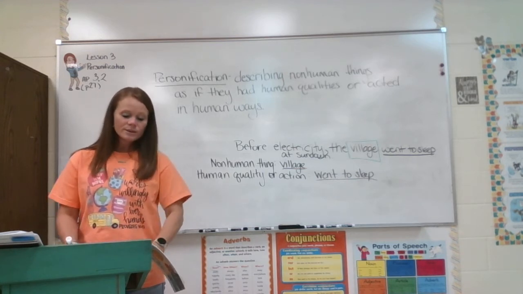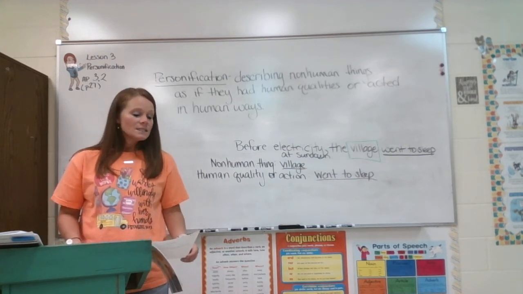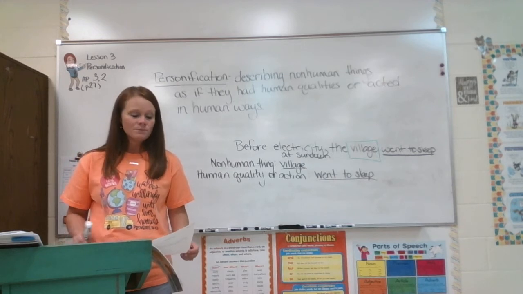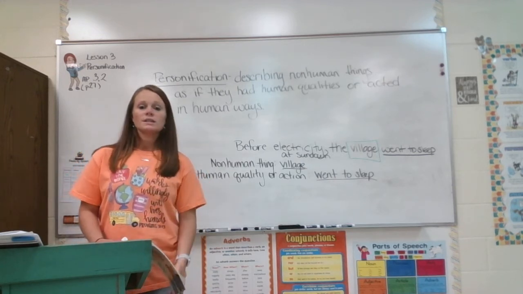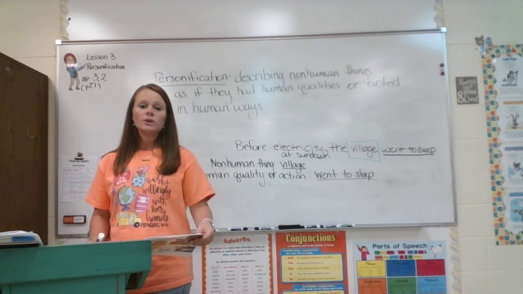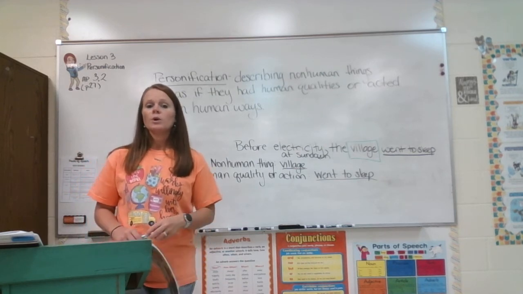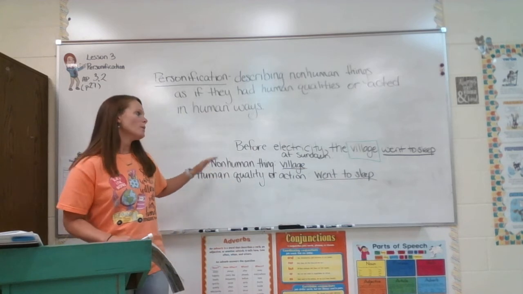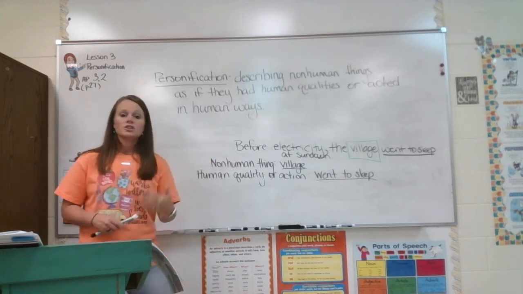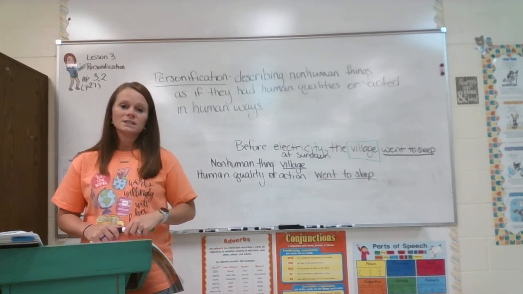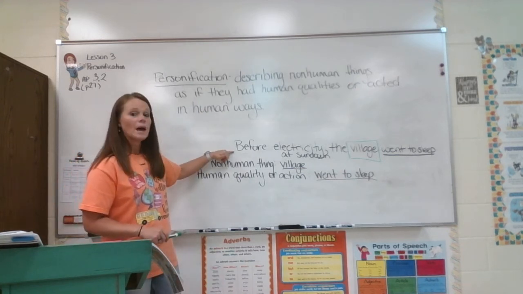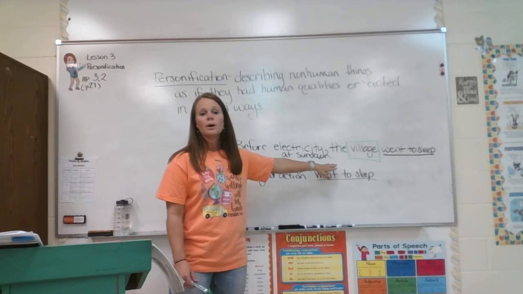Go ahead and go through sentences B, C, and D. Fill out the non-human things, the human quality or action, and also rewrite that sentence. Remember, when you rewrite a sentence, just like the format they have given you, and just like the things that we were learning in our mentor sentences, start with a capital letter and end with a punctuation mark.